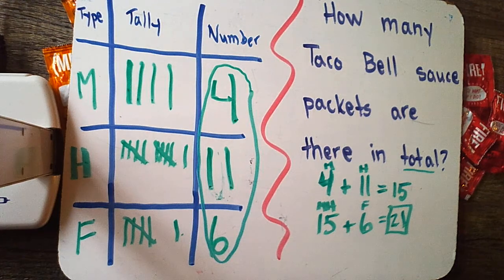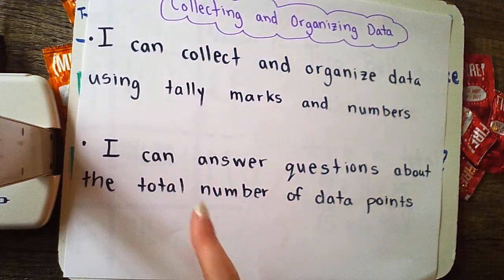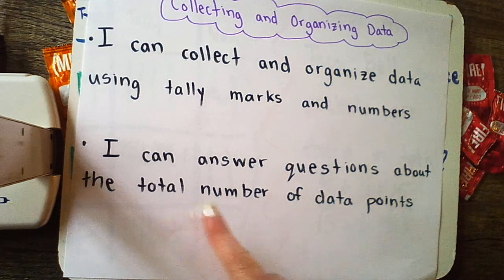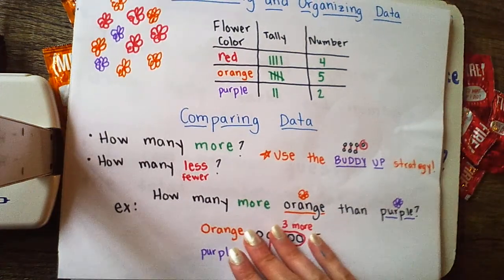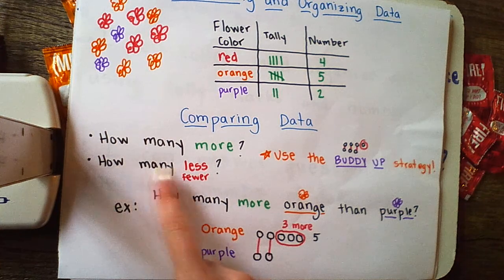So today, friends, you're going to answer some questions about collecting and organizing data using tally marks and numbers, and then you're going to use that data that's organized in your chart to answer questions about the total number of data points. That's going to set us up for tomorrow, where we will begin learning how to compare data to answer questions like how many more and how many less or fewer.